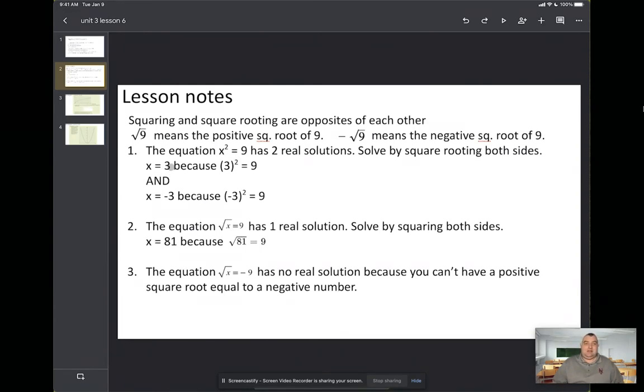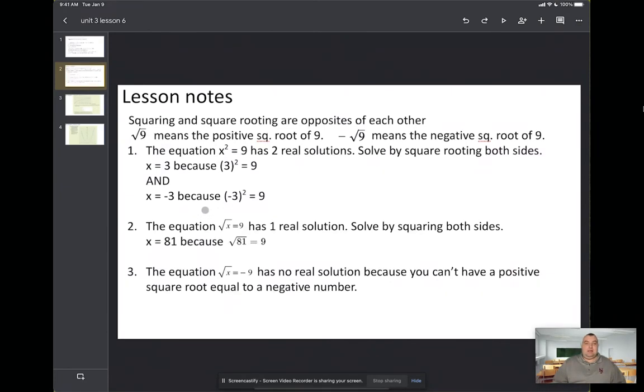Okay. And the reason we do positive and negative 3 is because 3 squared is equal to 9. So 3 squared is equal to 9, and also negative 3 squared is also equal to 9. So whenever you have x squared equals a positive number, that's going to have two real number solutions.